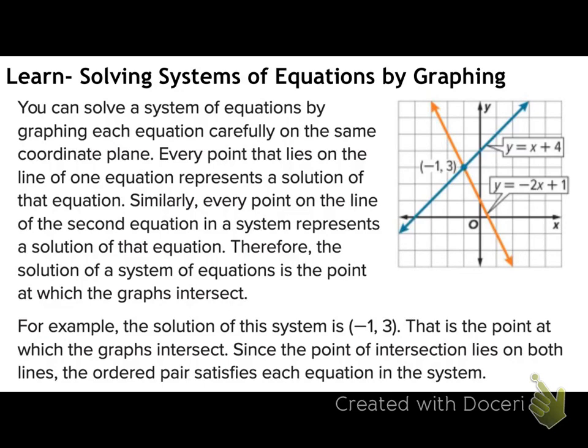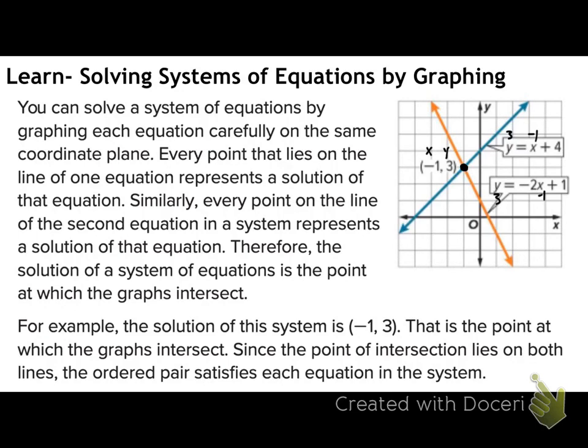So for example, the solution of this system is this ordered pair, (-1, 3). That is the point at which the graphs intersect. Since the point of intersection lies on both lines, the ordered pair satisfies each equation in the system. And I could check that if I wanted to. Plug in 3 for your y's, plug in -1 for your x's, and work down both sides of each equation. If you get a true statement, that means it is a solution.